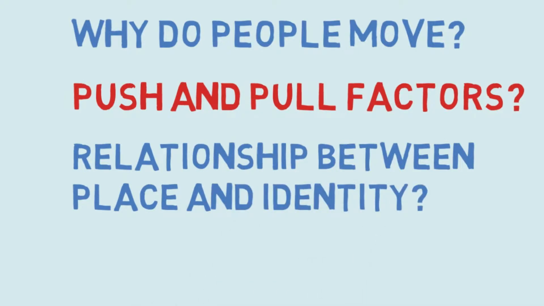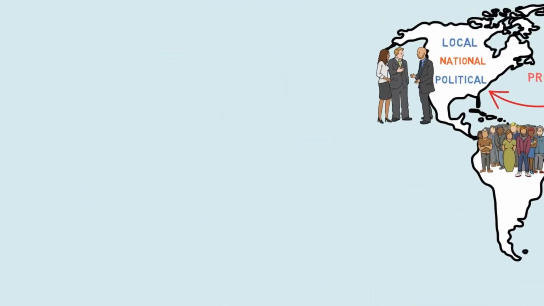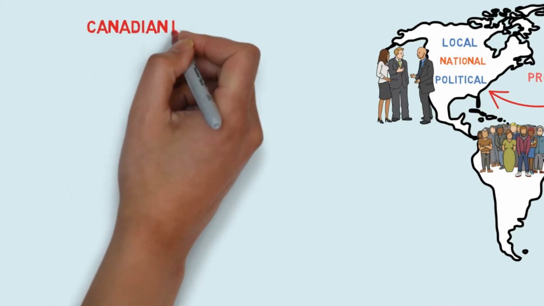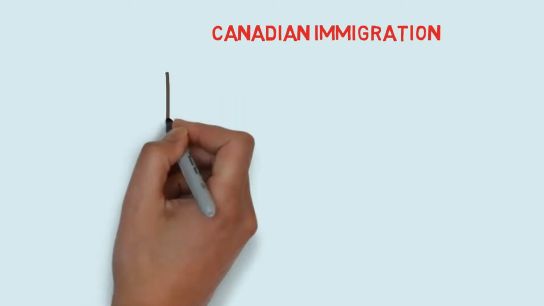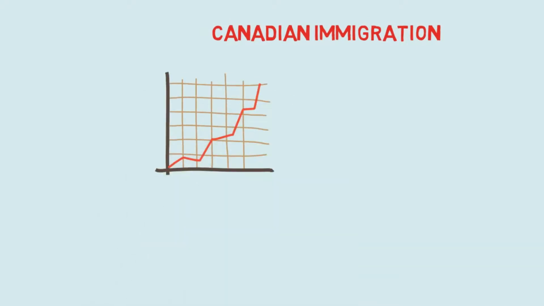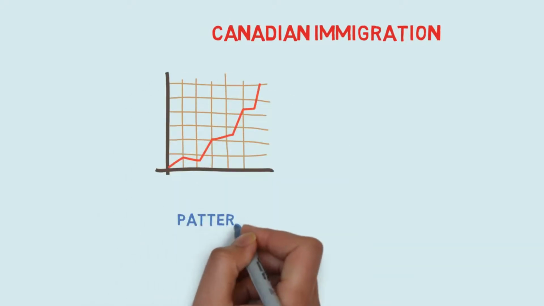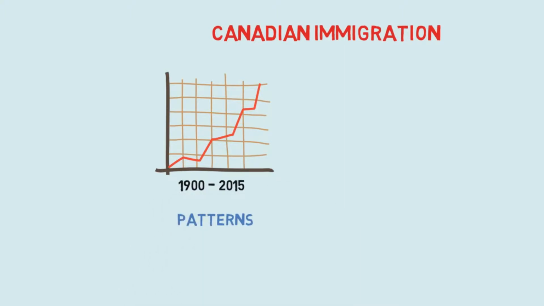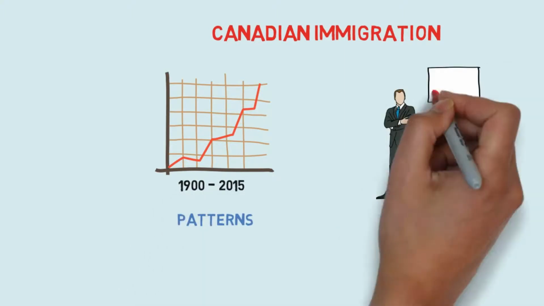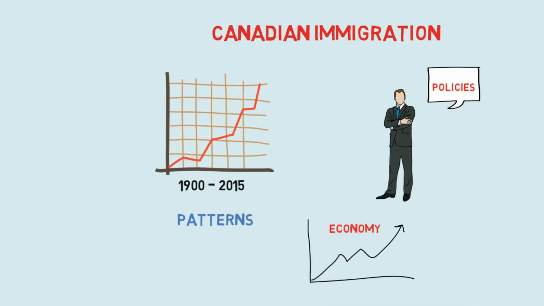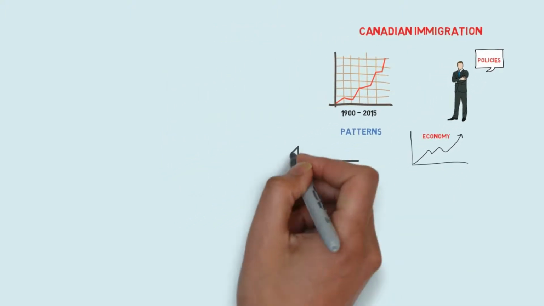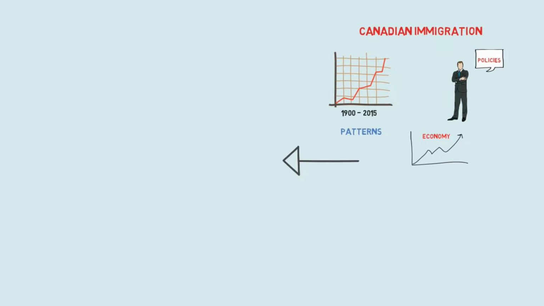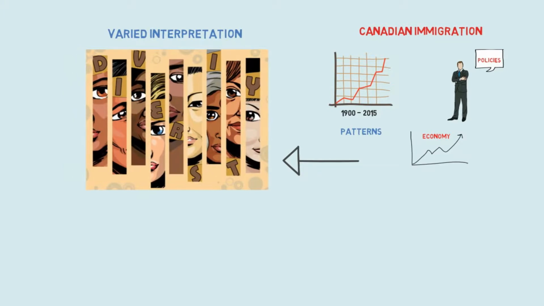To answer some of these questions, we focus on aspects of Canadian immigration. For example, we explore national immigration trends and patterns over time. We also consider political and economic factors that influence Canadian immigration and the relationship between these factors and people's varied interpretations of Canada's national multicultural identity.